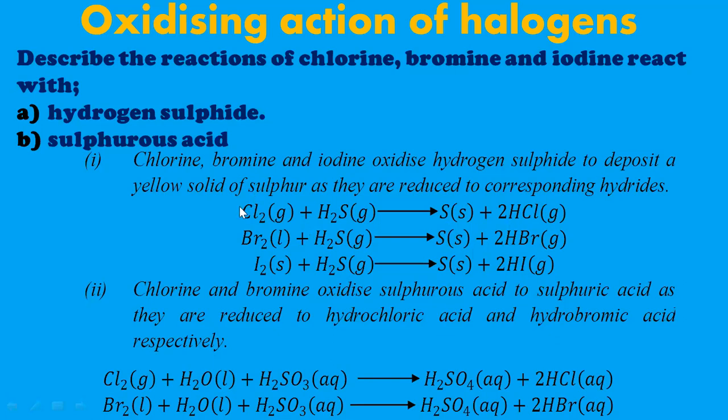So that's not a new reaction to us. I remember at O level we must have looked at the first one here. Chlorine and bromine also oxidize sulfurous acid to sulfuric acid as they are reduced to hydrochloric acid and hydrobromic acid respectively. So you see the reaction here. You see the water still coming in. So the sulfurous acid is oxidized to sulfuric acid as the bromine and chlorine are reduced to hydrobromic acid and hydrochloric acid respectively. Is that also fine? Yes, teacher.